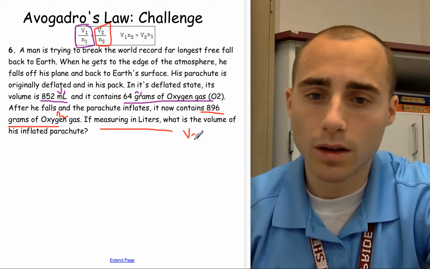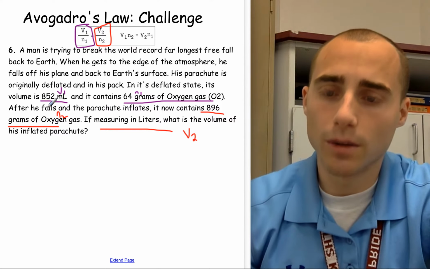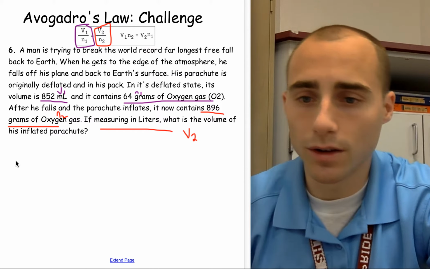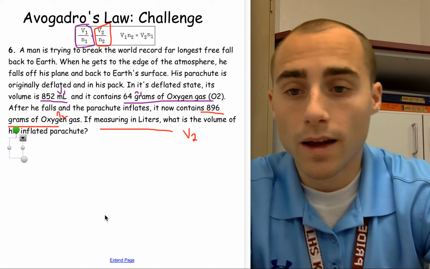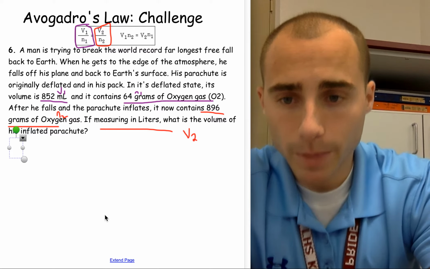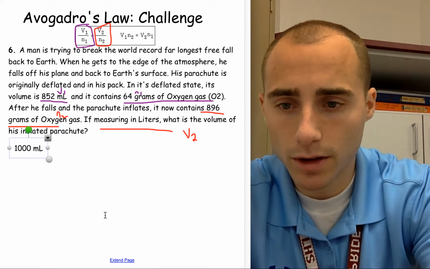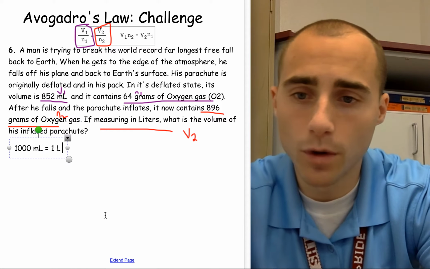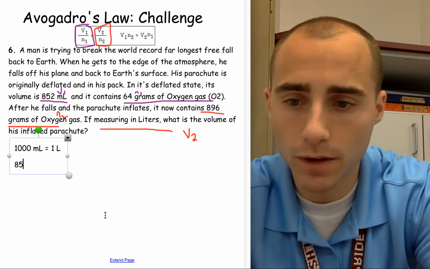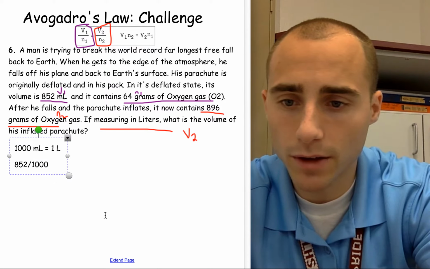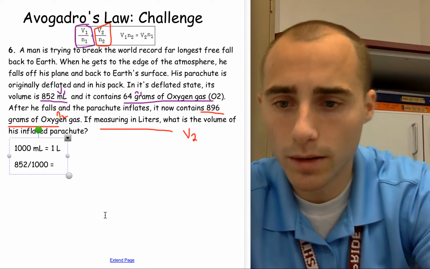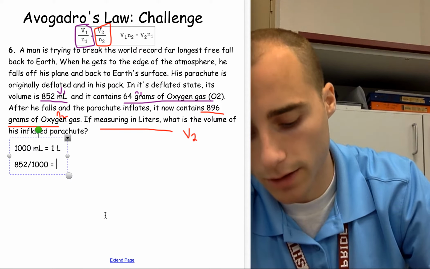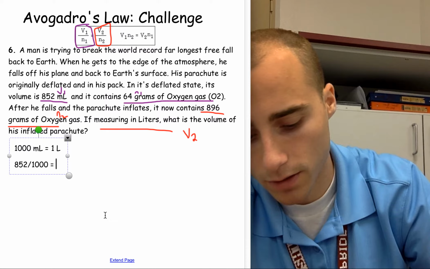This one, you should have noticed first that we have to convert to liters and we have to convert to moles. We have to do a lot of conversions here, so we'll just try to roll through them quickly. 852 milliliters. There are 1,000 milliliters in 1 liter. Therefore, to get the number of liters, we would just do 852 divided by 1,000. So our V1, 852 divided by 1,000.